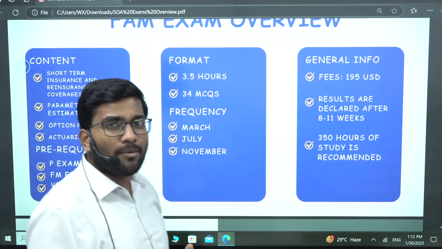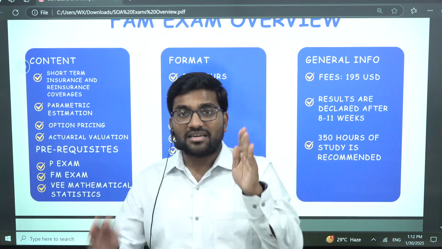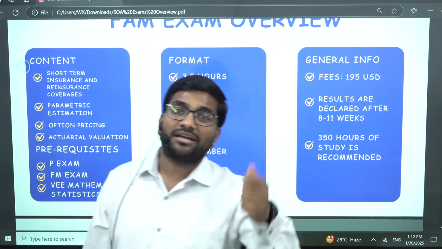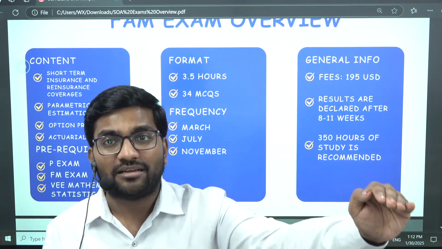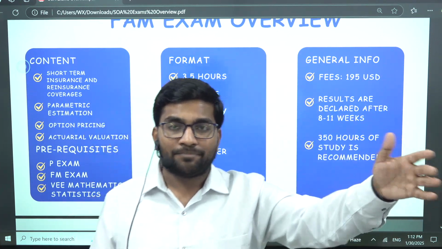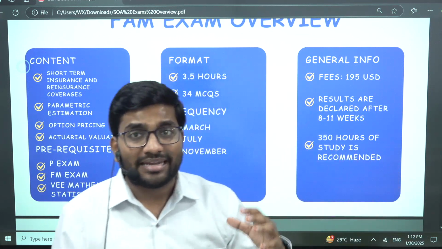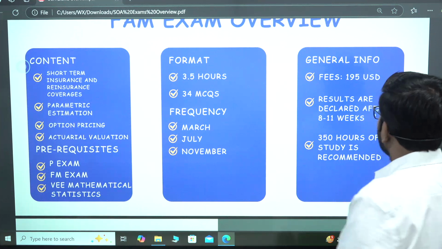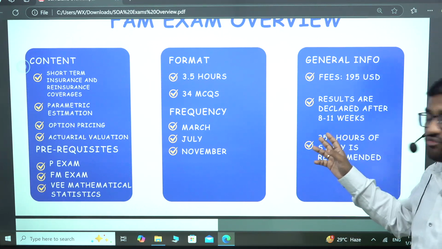Now the best thing about SOA exams is that you don't need to give the exam on a specific date. There is a range of dates, a window in which you can give the exam on any particular date. You need to book that slot, that particular time, and you can go to the exam center, the Prometric location, and give the exam. In India, there are approximately 12 to 15 Prometric locations from where you can take the SOA examinations. The fees are roughly $200. The results are declared in approximately 2 to 3 months.